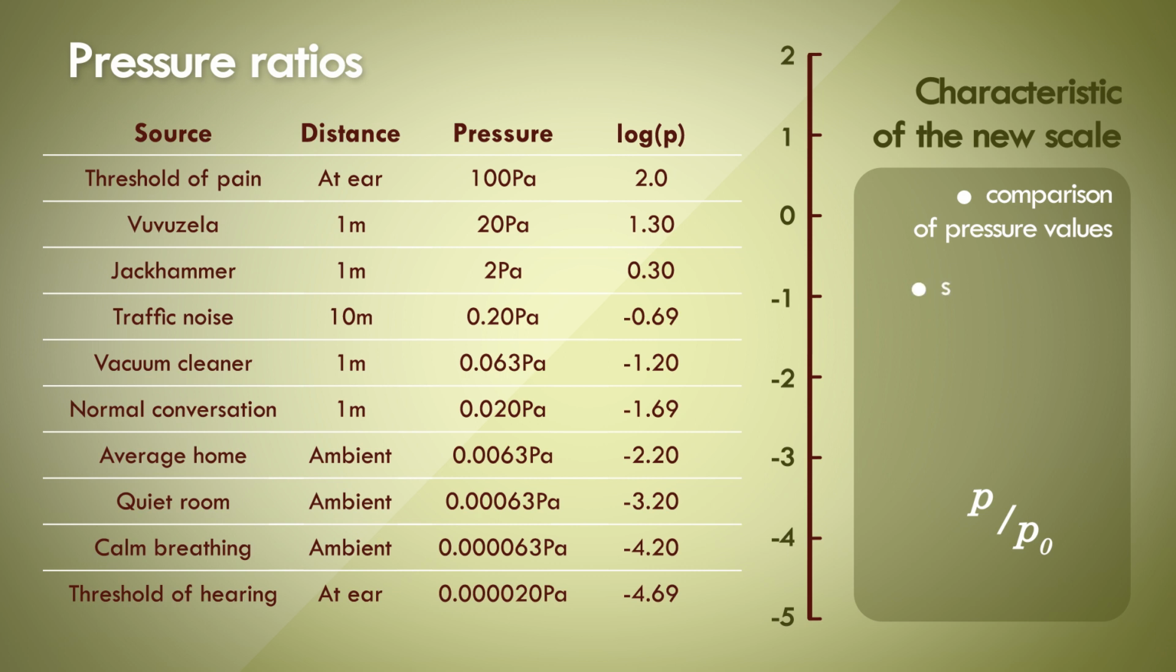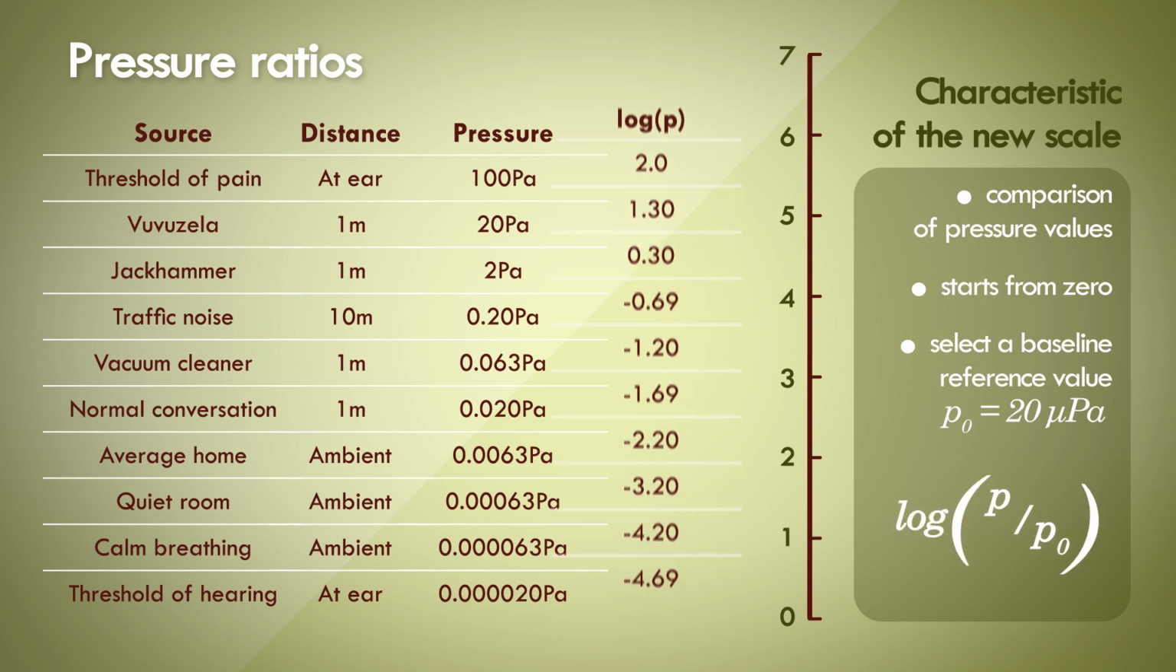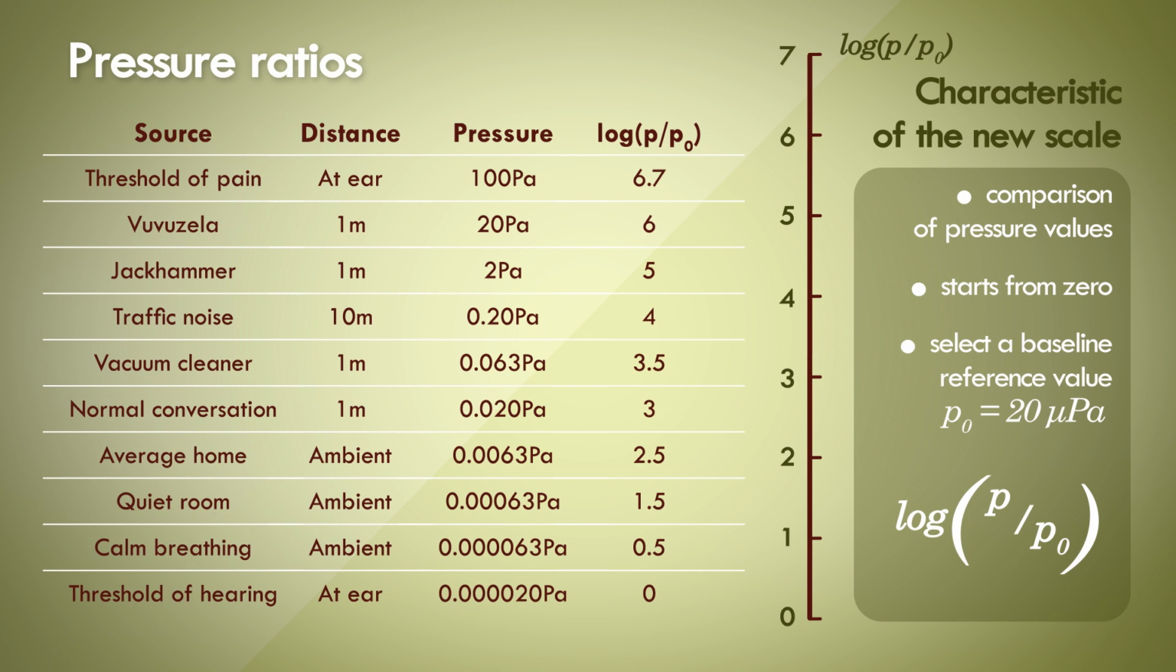We also want our scale to start from 0, because it's nice that way. And we need to set the baseline value against which all of the comparisons are made. What value shall we assign to the baseline? Perhaps the threshold of human hearing? Alright, let's stick with that. So in our scale, any pressure value we want to represent will be compared to the threshold of human hearing at 20 micropascal as a ratio, like so. And to constrain the size of the scale, we'll take the log of this ratio. Beautiful. We've constrained all the pressure values on this table on our new scale between 0 to around 7.